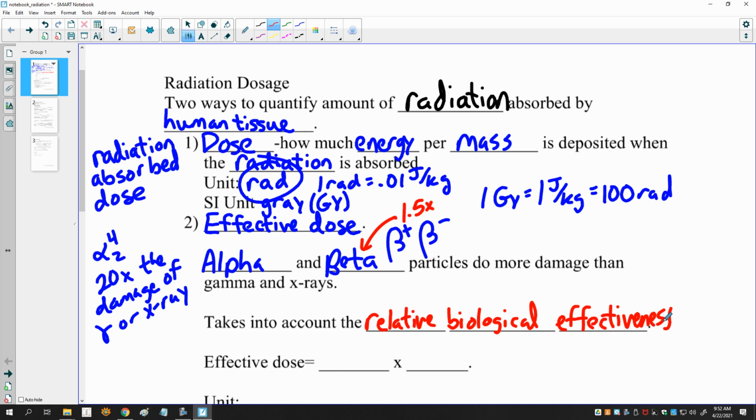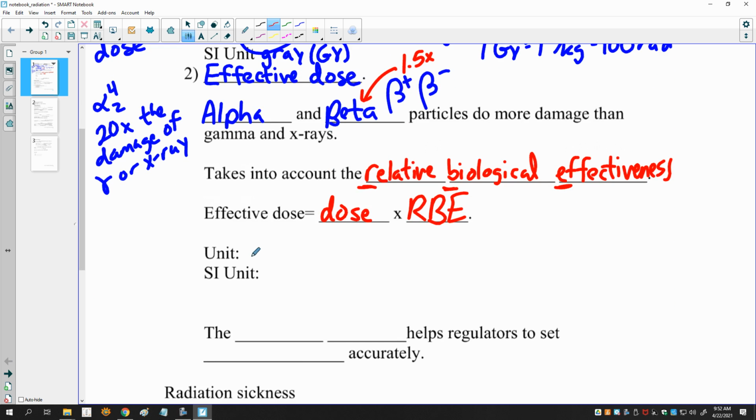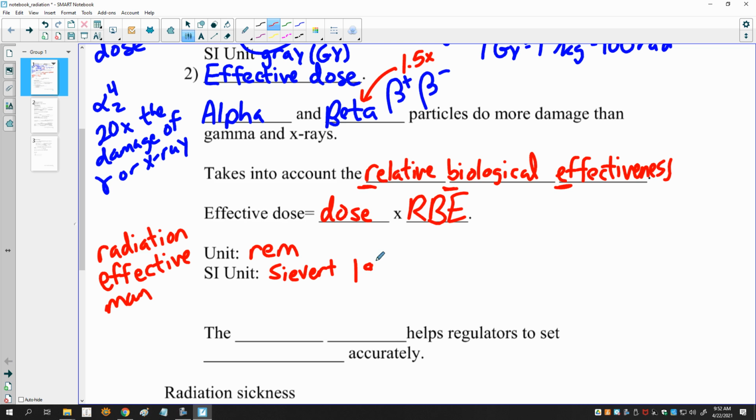The effective dose is equal to the dose times this relative biological effectiveness, or RBE. It has units of rem, and a rem is a radiation equivalent man. How effective is the radiation in harming the tissue of a person, a man or woman? And 1 rem, or the SI unit of this, is a sievert. 1 sievert is equal to 100 rem.